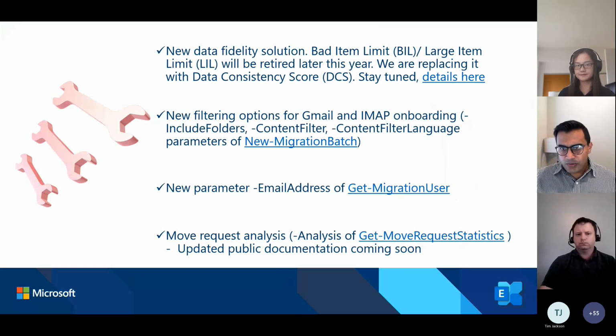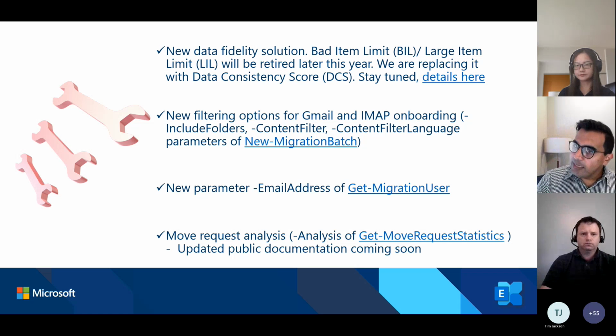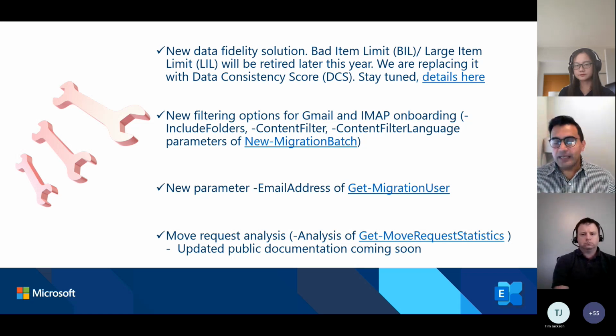I will quickly go through this. Data Consistency Services. If you don't already know, DCS is the new fidelity solution. We are retiring Bad Item Limit and Large Item Limit later this year, and DCS is a marked improvement over BIL and LIL. I'll tell you why in the next slide. It helps you take all of the guesswork out and gives you more scientific data on the fidelity, or the accuracy, of your migration.